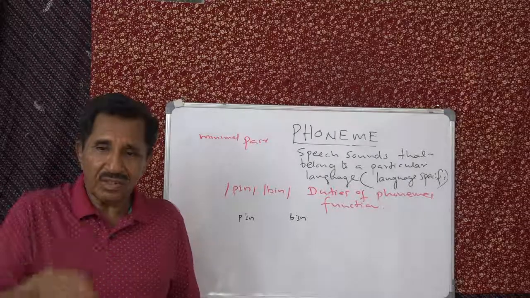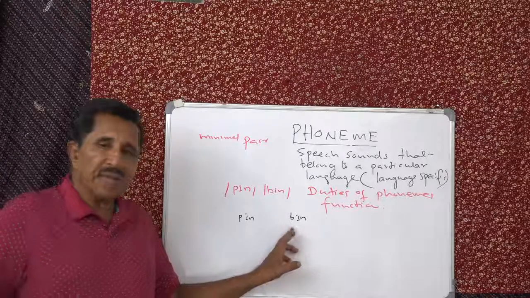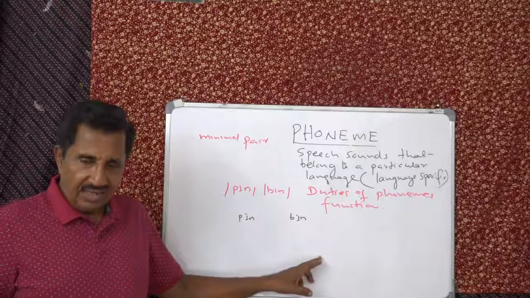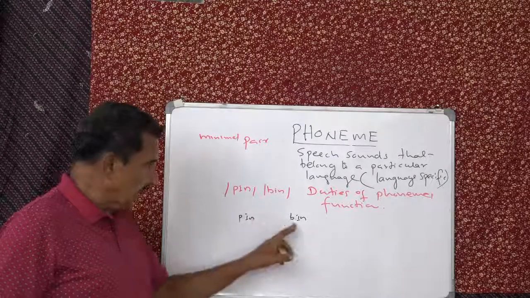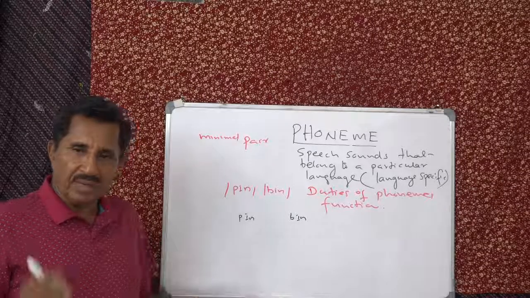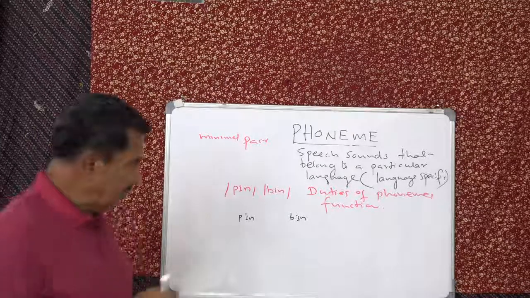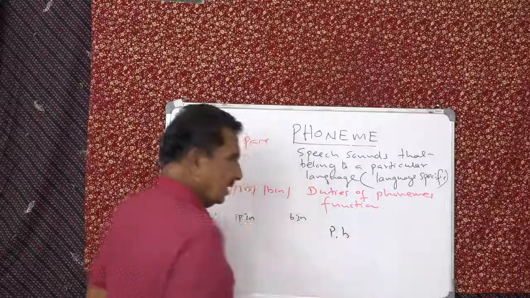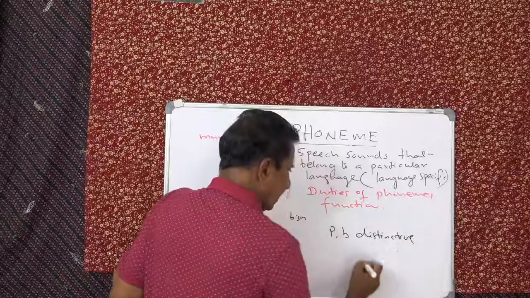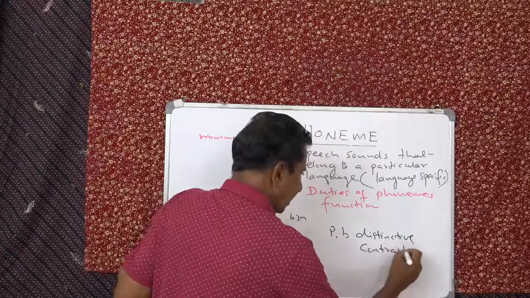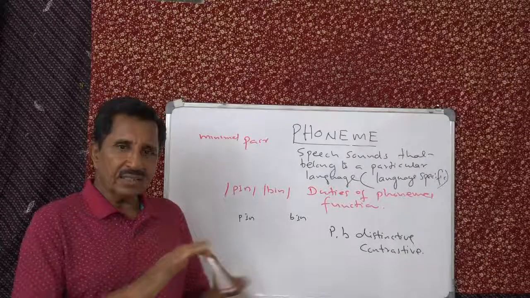So what is the cause of this change of meaning? The change of meaning is caused when you substitute one phoneme by another. And this can be proved by taking a minimal pair. In this minimal pair, here you have one sound, here you have another sound. So between them only one sound is different, and that makes all the difference. So that means P and B are distinctive, or we say contrastive. What does contrastive mean? When one is replaced by another, the meaning changes.